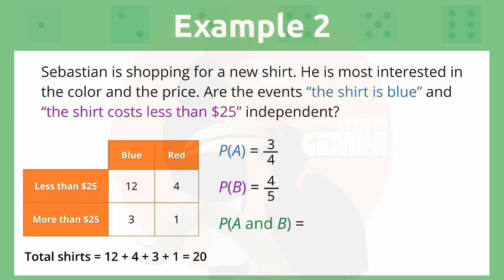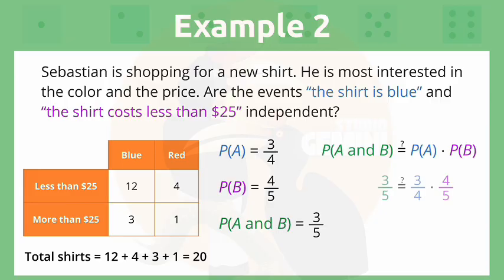Okay, so what is the probability that the shirt is both blue and under $25? Well, there are 12 such shirts and 20 total shirts, so that's 12 over 20, or 3 over 5. So now we just need to check if the probability of A and B is equal to the probability of A times the probability of B. 3 over 4 times 4 over 5 is 12 over 20, which reduces to 3 over 5. So yes, these events are independent.